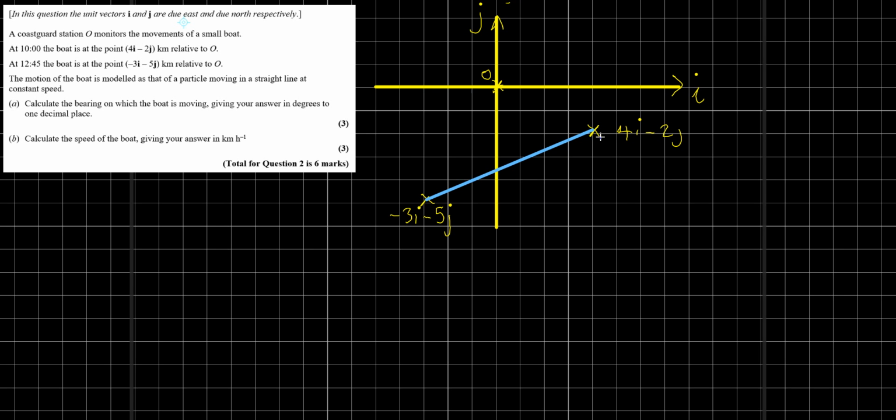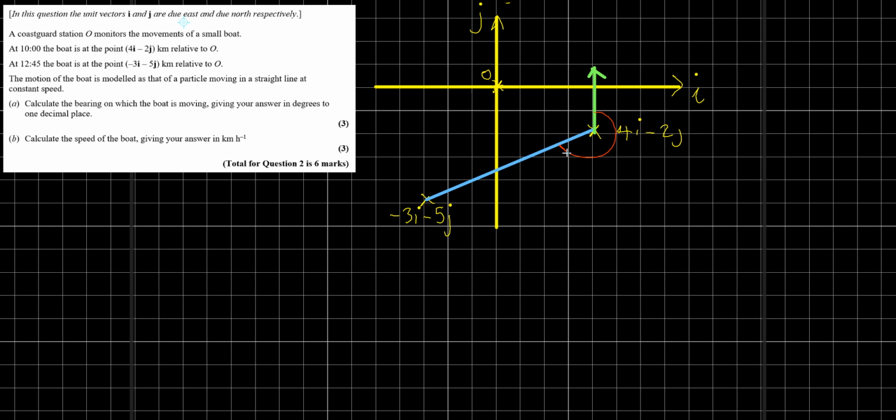Calculate the bearing at which the boat is moving. Give your answers in degrees to 1 decimal place. So to work out bearing, remember we've got to have our north, and the bearing looks like that, so clockwise direction.